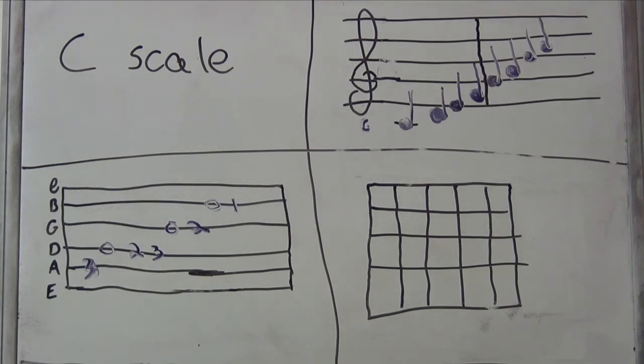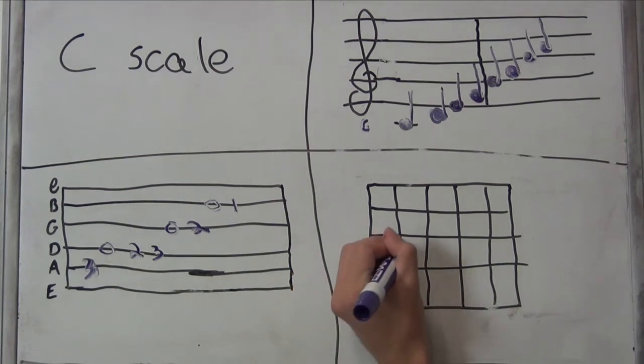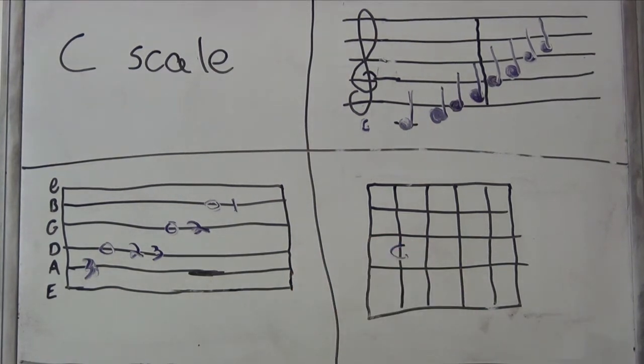Now, let's take a look at the last form of reading music that we have here, which is the one that we've been using so far in all of our lessons. And that's just drawing out the fretboard and plotting our notes. So, C, we're going to start on A string and grab C right there.